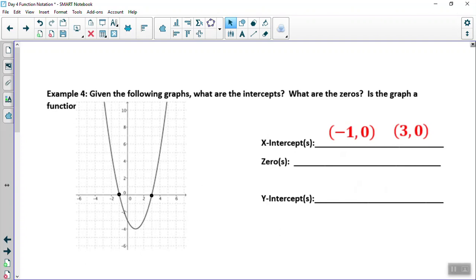All right, now my zeros, remember they're just the x values from my x-intercepts. So I've got a -1 and I have a 3. All I do is list out my x values from the x-intercepts. No parentheses, no brackets, I'm just listing out those x values, and that's it. Right? My y-intercept, well, where do we cross the y-axis? It looks like we're crossing the y-axis right about here. So the ordered pair for that one would be 0, -3.